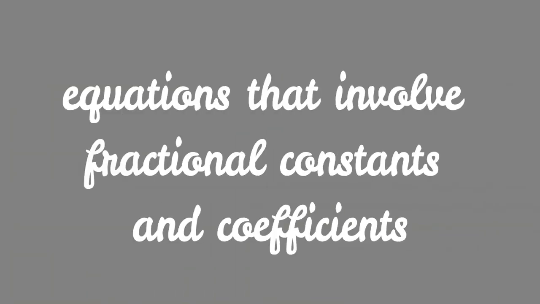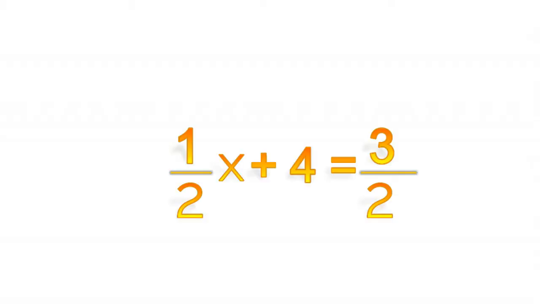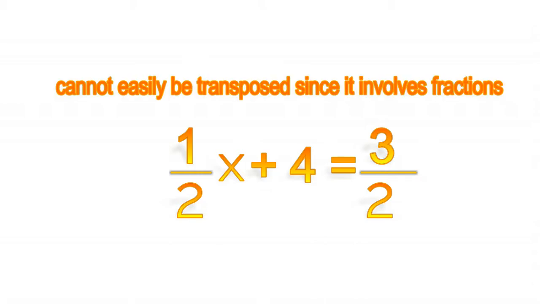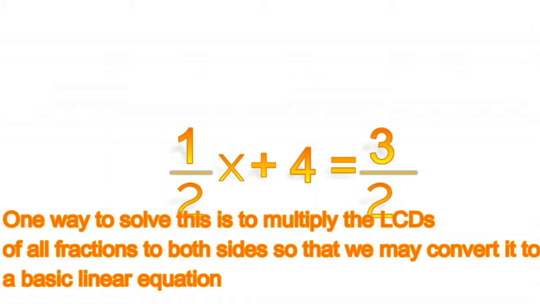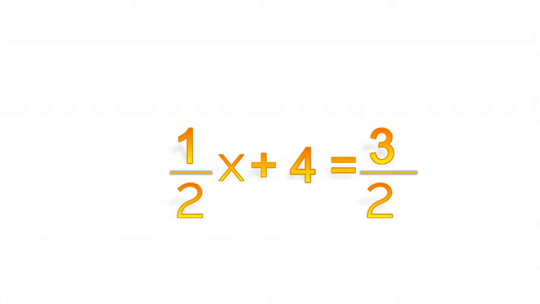Now what about equations that involve fractional constants and coefficients? For example, the equation 1/2 x plus 4 equals 3/2 cannot easily be transposed since it involves fractions. One way to solve this is to multiply the LCD of all fractions to both sides so that we may convert it to a basic linear equation.